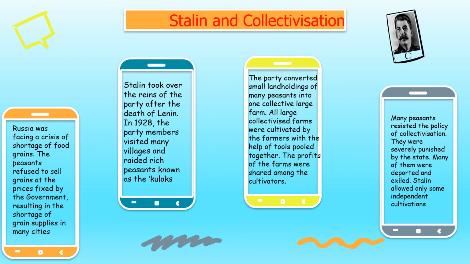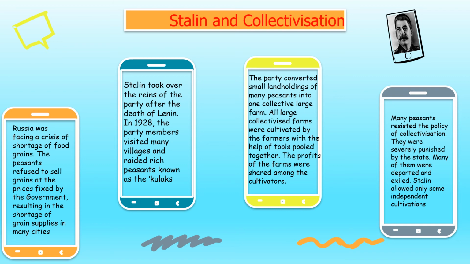Stalin and his idea of collectivization. Children, as you know, in the years 1927 and 1928, Russia was facing a crisis of acute shortage of grains. The peasants refused to sell their grains to the government at the price fixed by the government. That is when Stalin took over the control of Russia after the death of Lenin.